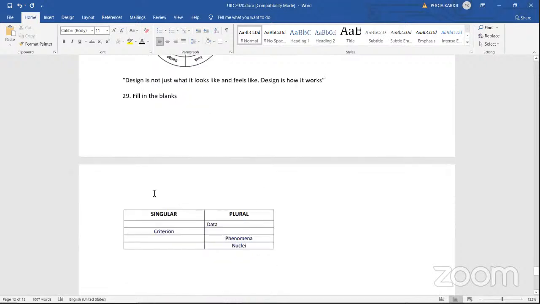Okay, fill in the blanks. Singular, plural. What is the singular form of data? Data only? Yes, data itself. Criterion? Criteria, yes, plural is criteria. Phenomena? Phenomenon. Yes, phenomenon. Nuclei? This one is easy. Nucleus. Yes, nucleus. I think they had given criteria and asked for criterion. It would have been more difficult.